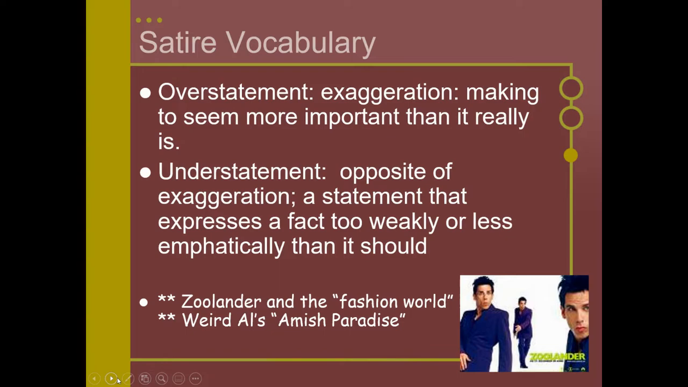Vocabulary you need to understand: overstatement and understatement. An overstatement is going to be an exaggeration, making something seem much more important than it really is. So you think you have this huge problem, but in the view of the entire world, it's actually quite minor. An understatement would be the opposite of exaggeration. It's a statement that expresses a fact too weakly or has less empathy than it should towards it.